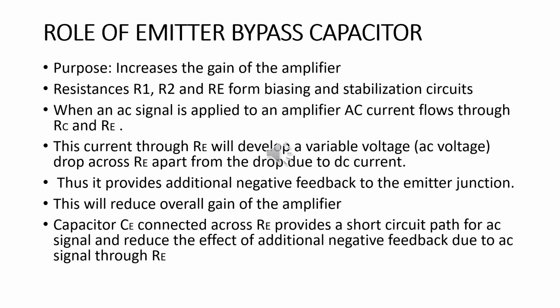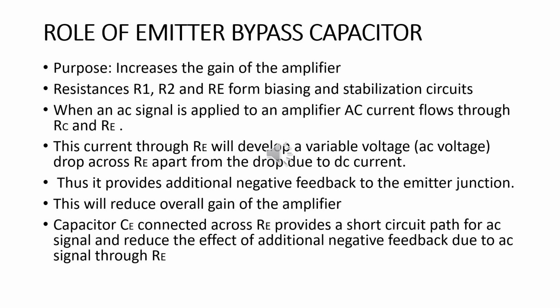As we have told in the previous, resistances R1 and R2 are basically for stabilization of the circuit. Now, when we are applying an AC signal to this amplifier circuit, AC current will flow through this RC and RE. RC is the resistance connected at the collector and RE is the resistance connected at the emitter.